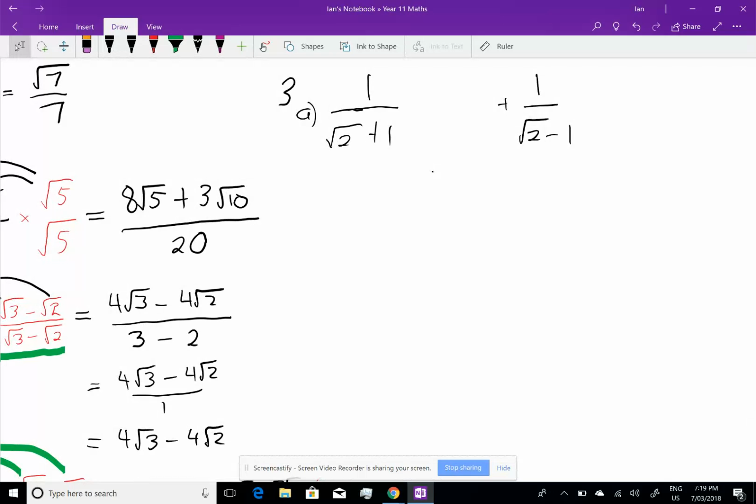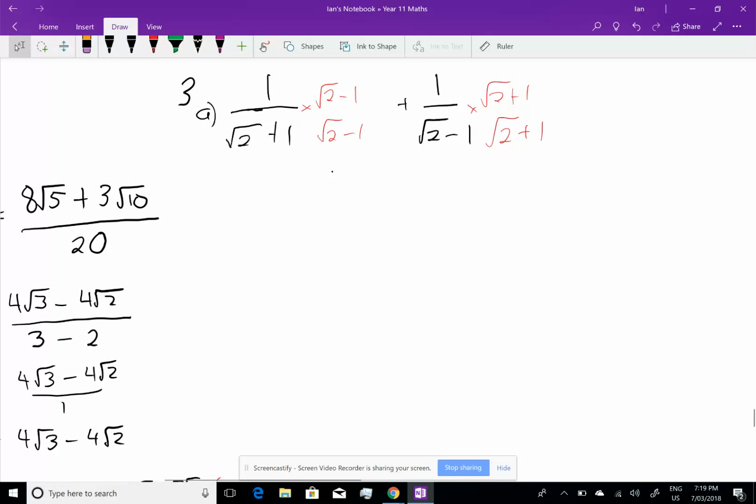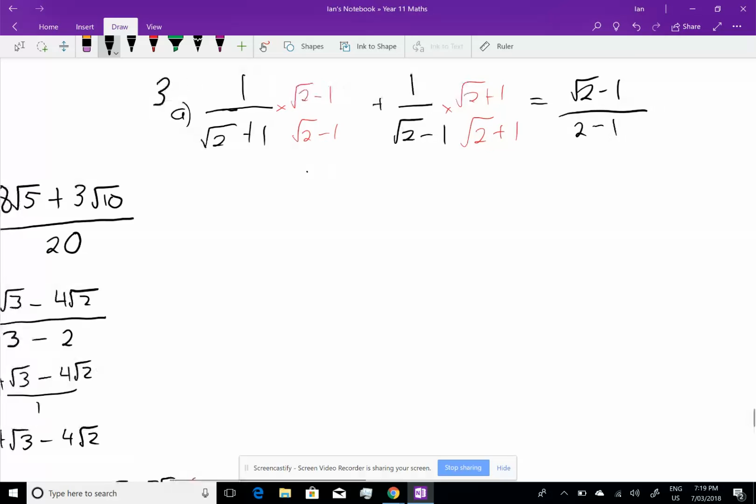So why do I leave a little space? Well, I'm going to multiply each of these by their conjugate. So root 2 minus 1, and root 2 minus 1, and root 2 minus 1, and root 2 minus 1. Sorry, they're pluses. So what do I get? Well, let's just do the first one. Well, 1 times that is root 2 minus 1. And I've got the difference of 2 squares. Root 2 squared is 2, minus 1 squared is 1.